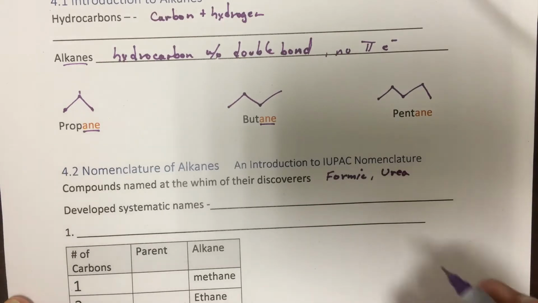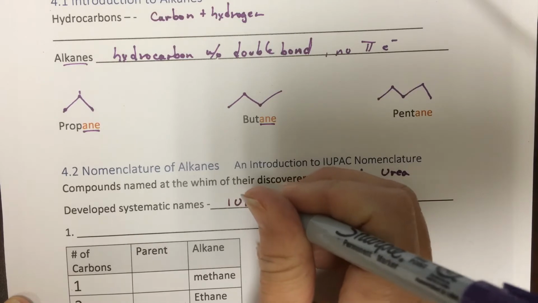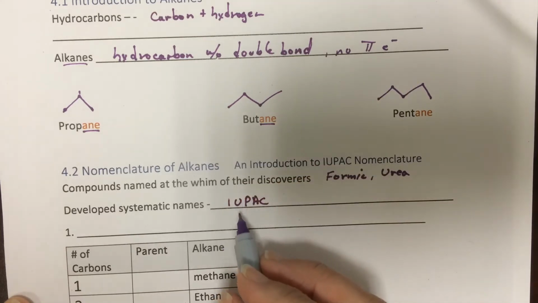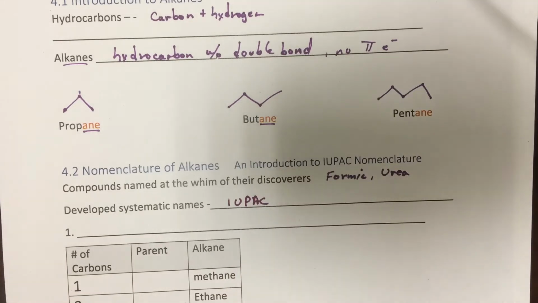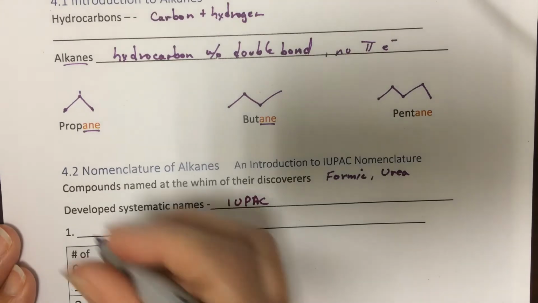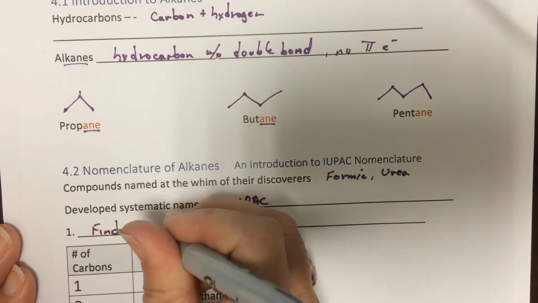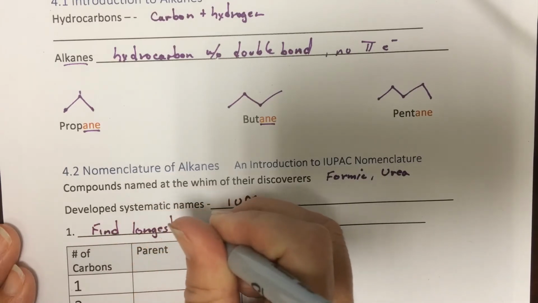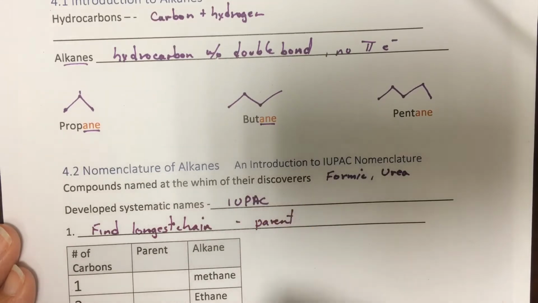And so the International Union of Pure and Applied Chemistry, IUPAC, developed systematic names. The first step in developing a systematic name is to find the longest chain. And we call that the parent chain. And that's the parent. And then we name it using this table.